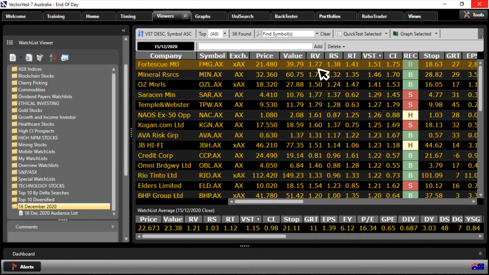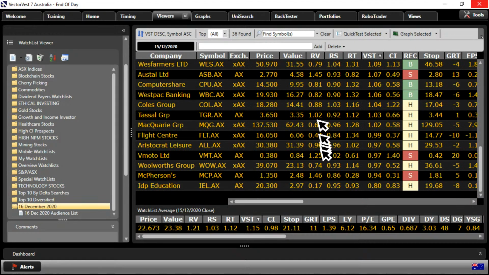What's the long-term price appreciation potential for a given stock? The higher above 1, the better. That's all you need to know at this stage. So Fortescue Metals has a very good long-term price appreciation potential. Compare that to the bottom of the list, where IDP Education has a very low long-term price appreciation potential as it stands.